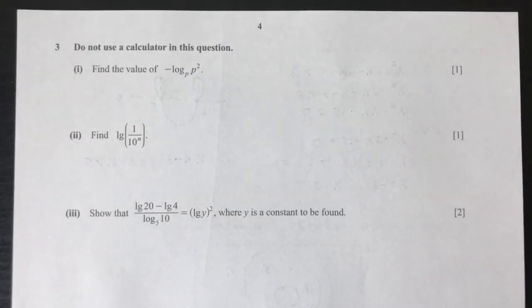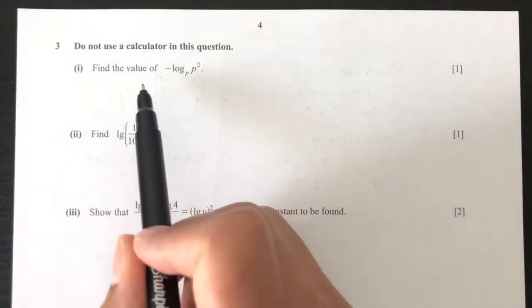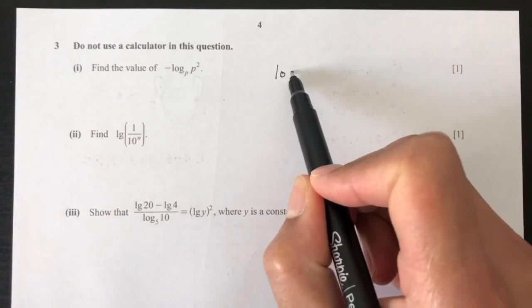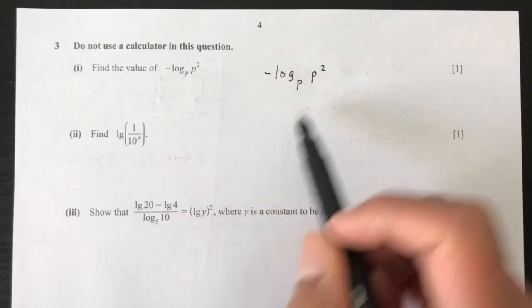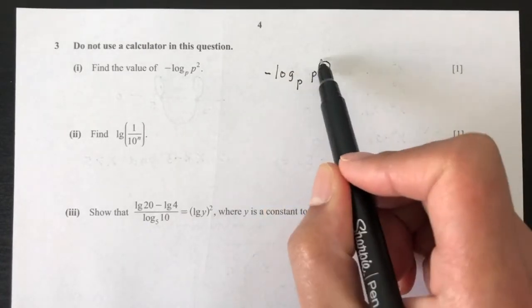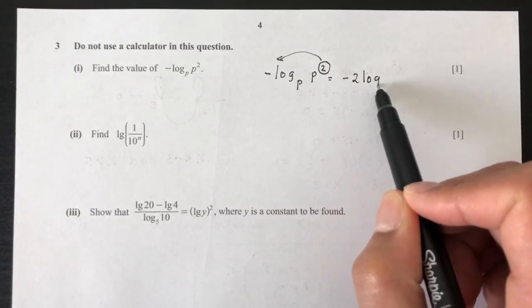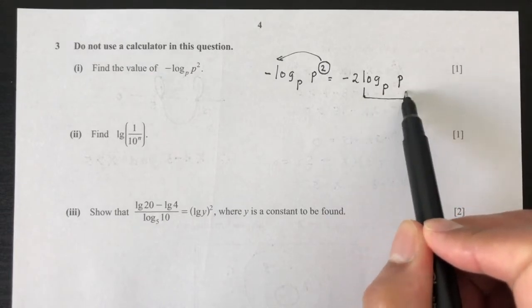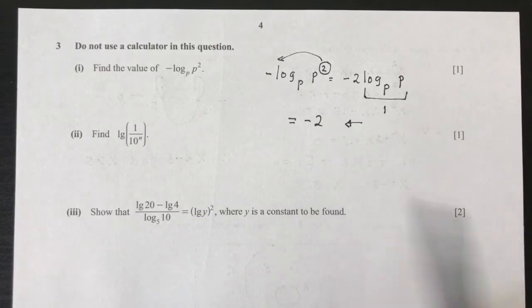Now let's move on to question number 3. Do not use a calculator in this question, so you have to show every step of your work. Part 1. Find the value of this one. Now you have log base P of P squared minus. So first thing here, you see the power, we can send the power to the beginning. So you will have minus 2 log of P base P. Now this thing here will become 1. So your answer will be minus 2. That is your answer for part 1.